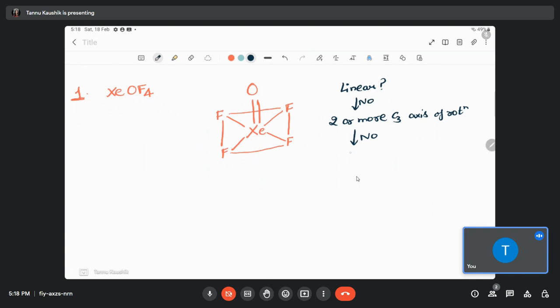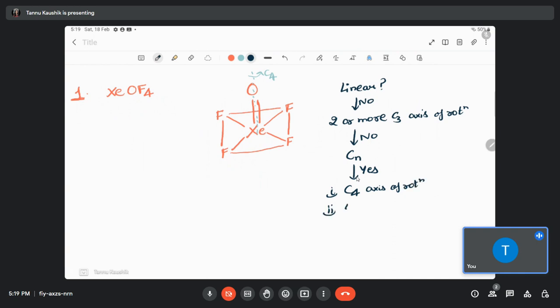Then we will check which proper axis of rotation is present in the molecule, whether this molecule has a proper axis of rotation or not. We can see here we have a proper axis of rotation present, which is the C4 axis of rotation passing through this xenon atom and this oxygen atom. So we have a C4 axis of rotation here. So next we will be moving. Which proper axis of rotation do we have? We have the C4 axis of rotation.